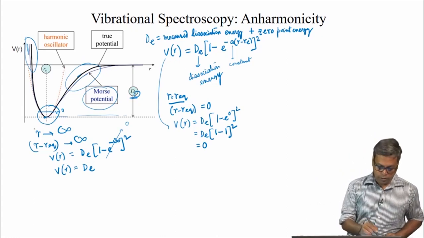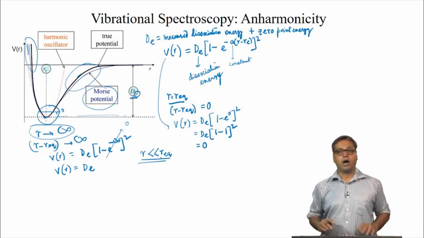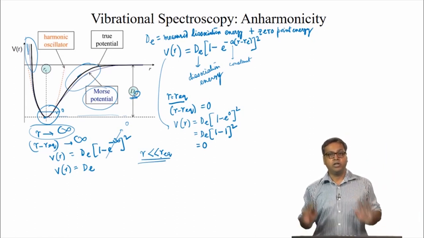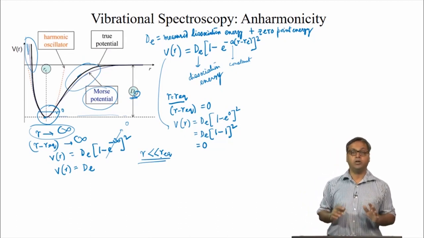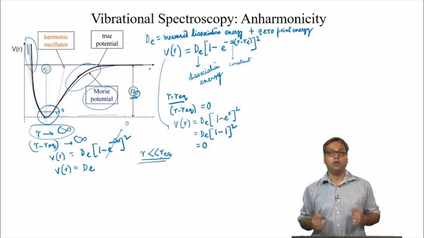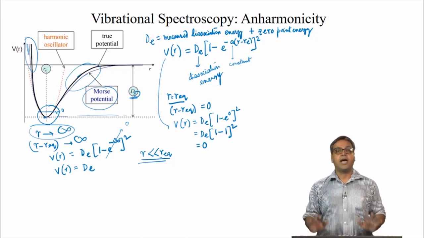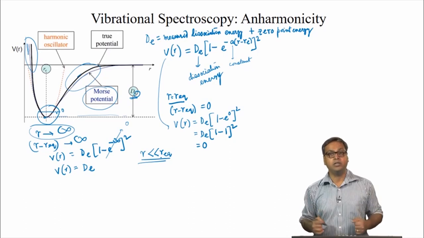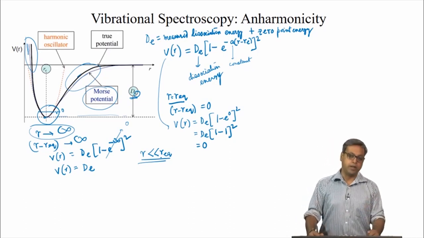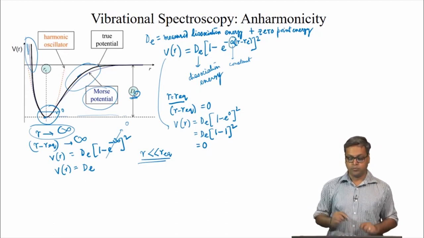Now, if we consider the case where R is less than R equilibrium, the potential increases exponentially, which is an improvement over the harmonic oscillator. So, the Morse potential has the properties we are looking for. It does have a dissociation energy associated with it, and it does have a minimum at R equals R equilibrium. We have another parameter, that is a, in this Morse potential.